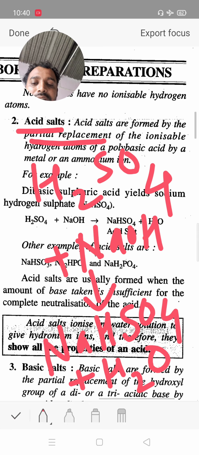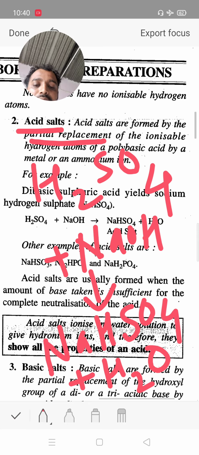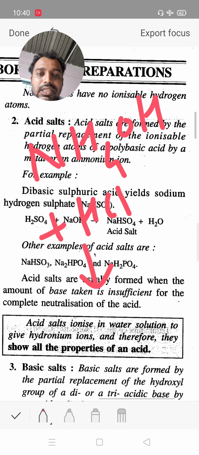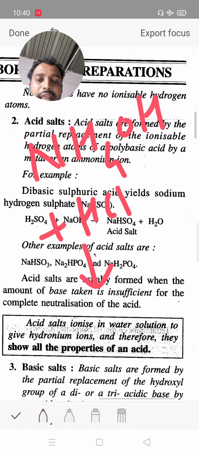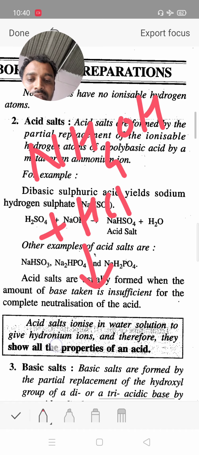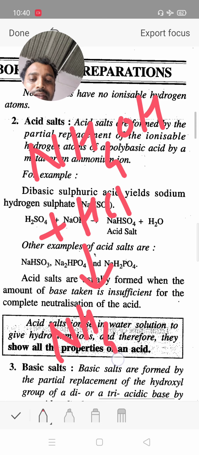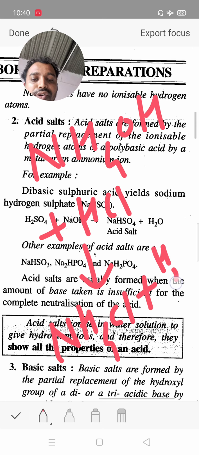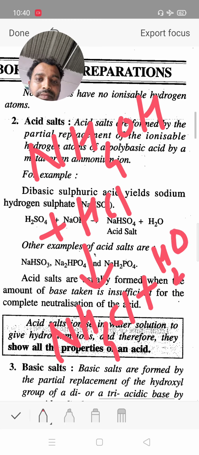Same like another example, the name of NaHSO4 is sodium hydrogen sulfate. Another example we also discuss: ammonium hydroxide, a weak base, reacts with hydrochloric acid, a strong acid, and gives ammonium chloride, a salt of a strong acid. This is acid salt formation: ammonium chloride plus water.